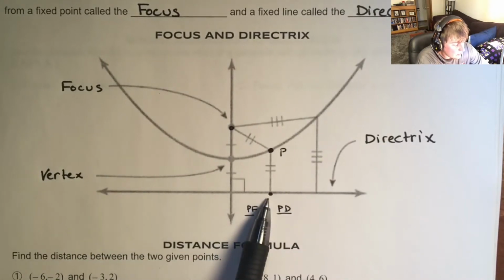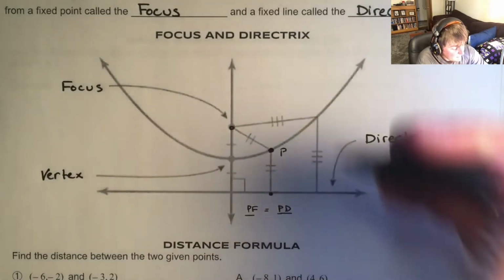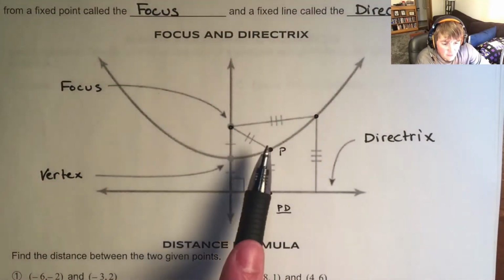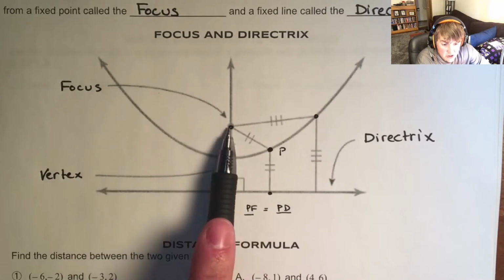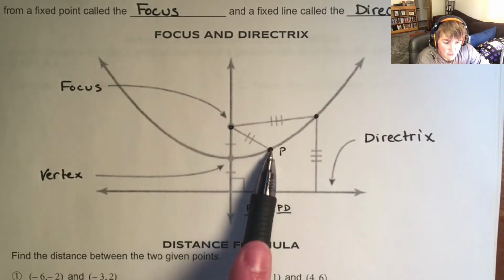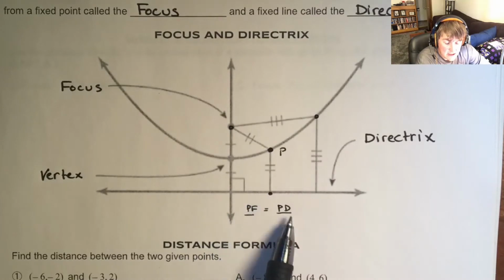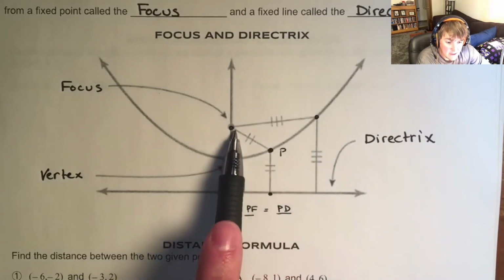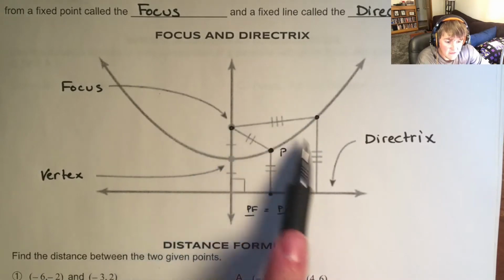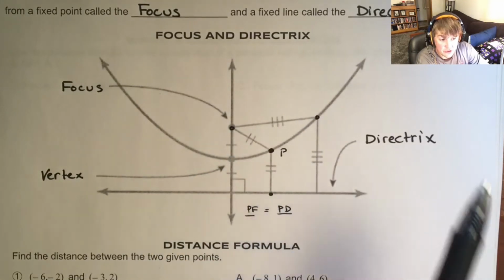Okay, so what this is saying is if I pick any random point on my parabola, the distance from my point P to the focus, F, P to F, is going to be equal to my distance from P to the directrix, D. So any point I pick, P, is going to be the same distance from F as it is from this line called the directrix.